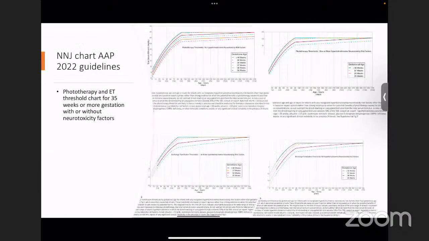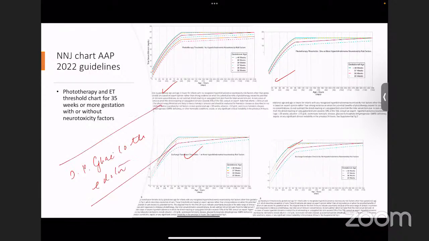So this is the chart given for phototherapy thresholds with or without neurotoxicity risk factor, and exchange transfusion thresholds with or without. You go to your book, OP Ghai 10th edition, not the 9th edition, or you can download it from the website, or I will give it in the Medusane group. Just go through it, because it could be an OSCE chart.